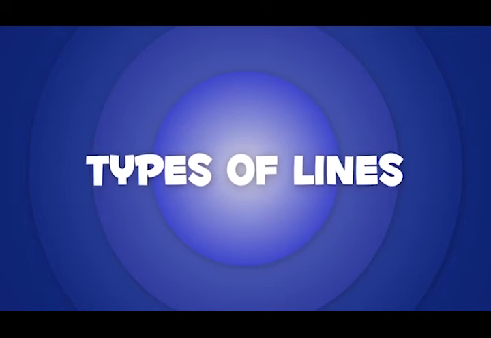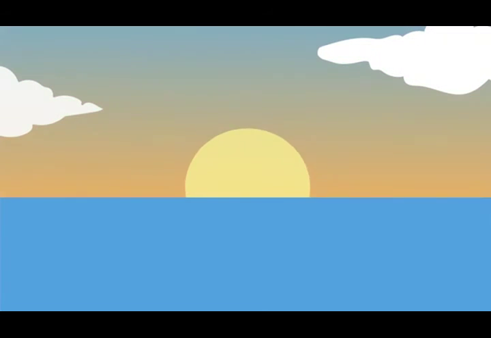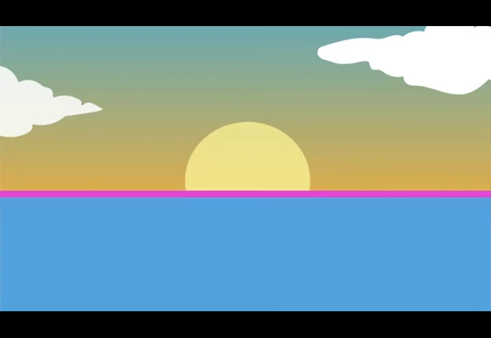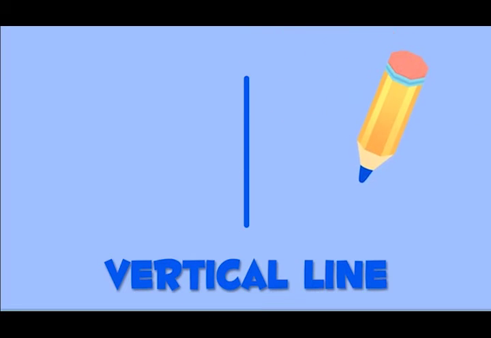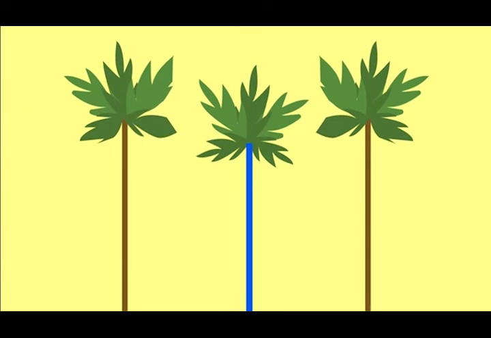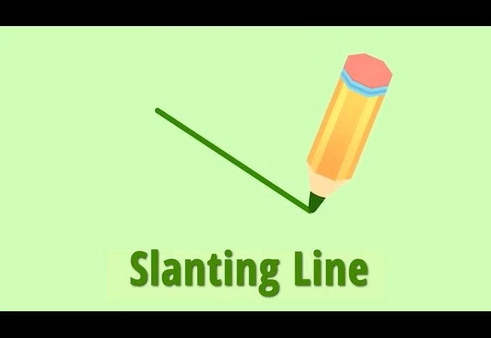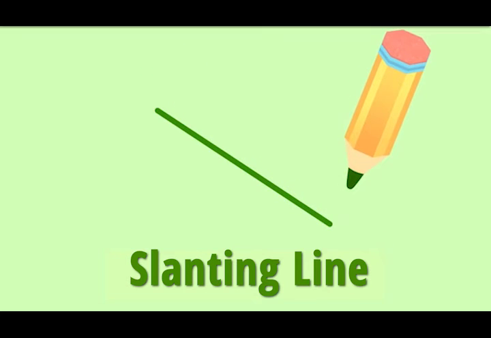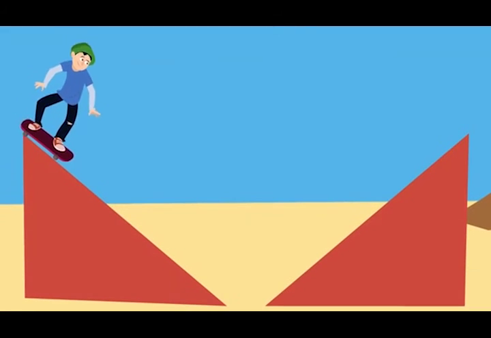There are three types of straight lines. First, we will look at the horizontal line. It looks like a rising horizon or like a tightrope of an acrobat. Now this is a vertical line. Vertical lines look like the trunk of these palm trees or like this microphone stand. This is a slanting line. A slanting line looks like this slide or like this skateboarding ramp.